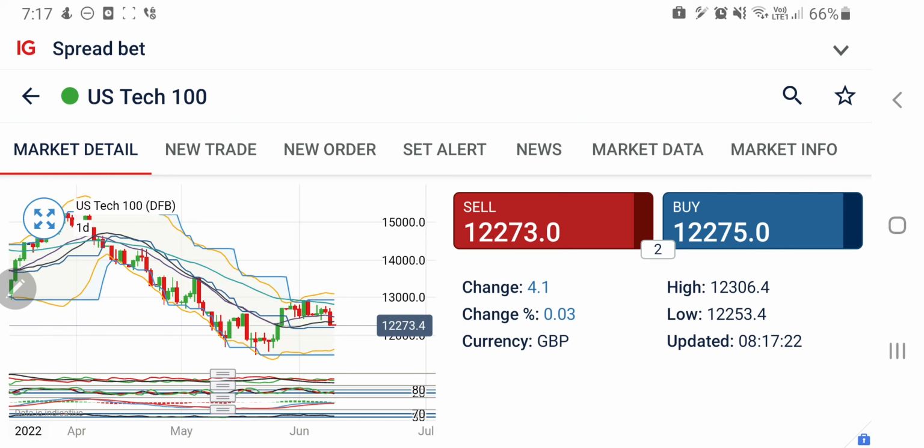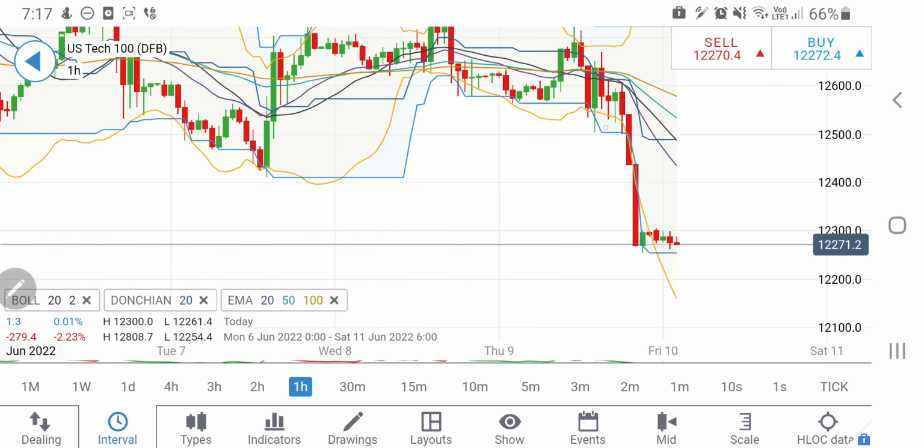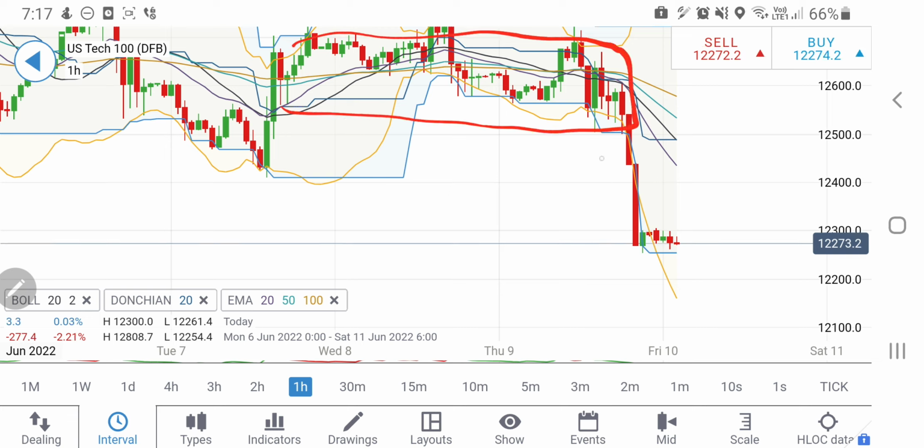Let's start the day with Nasdaq 100 first. On the hourly charts, it has given a decisive breakout. This was the channel in which it was trading. It was trading sideways for multiple candles, and then a sharp breakout.